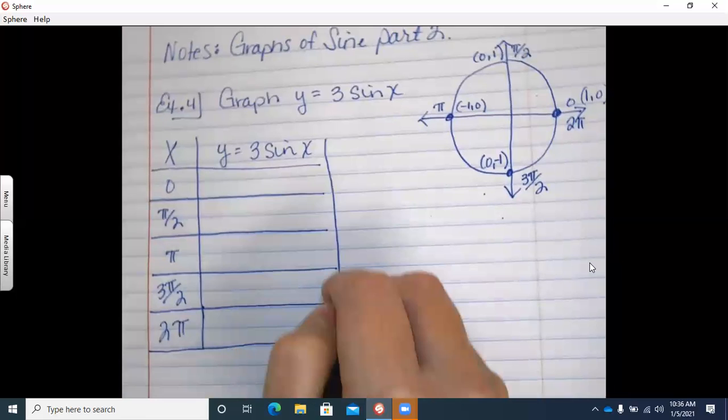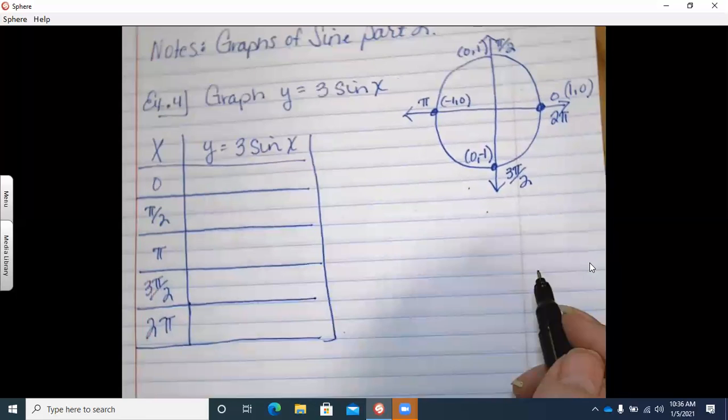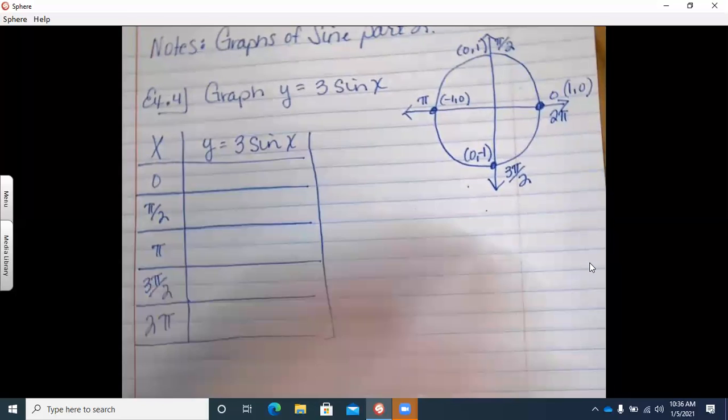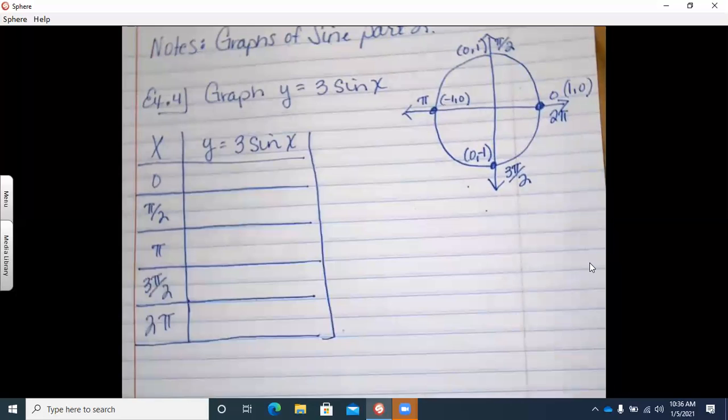I'm going to go ahead and draw my graph too. What's my amplitude going to be on this one? 3. So I know my graph, I need to at least go up to +3 and then down to -3.